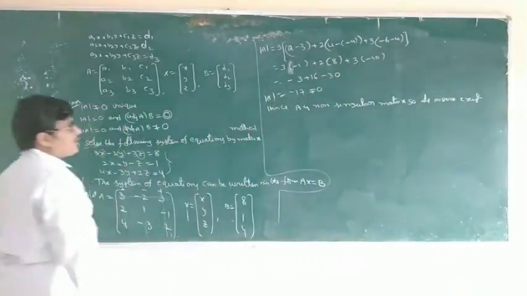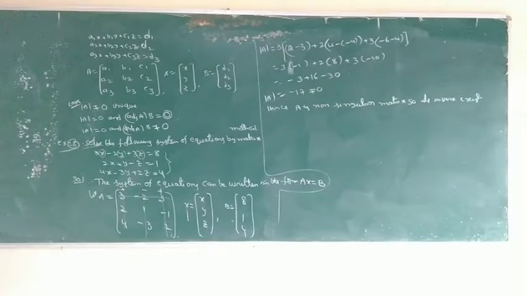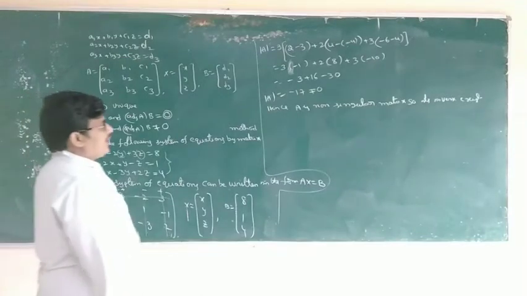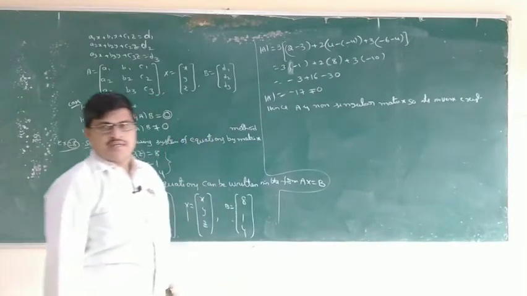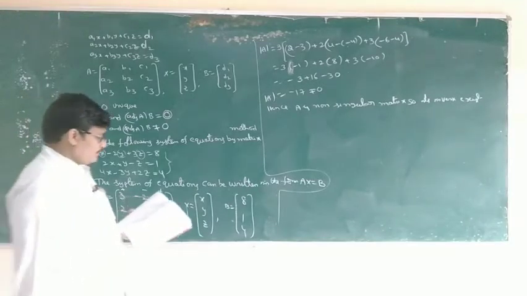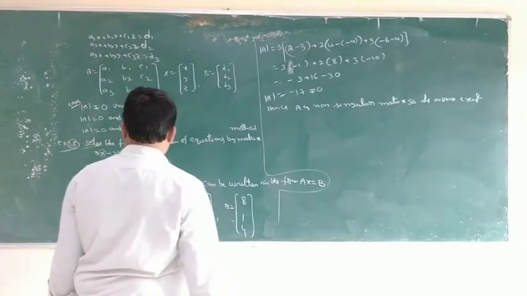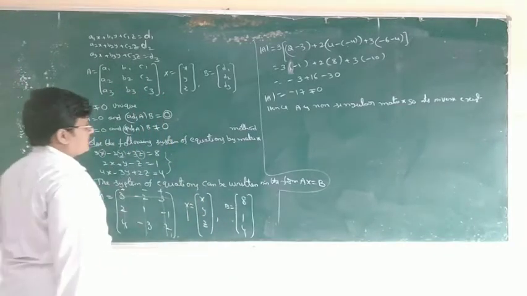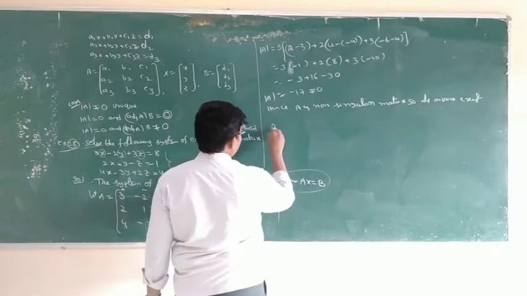The next step is adjoint A. Step number 2, adjoint A. How to find adjoint A? Cofactors. The transpose of the cofactors of the matrix is called the adjoint A. So cofactors, so adjoint A. This is the next procedure.